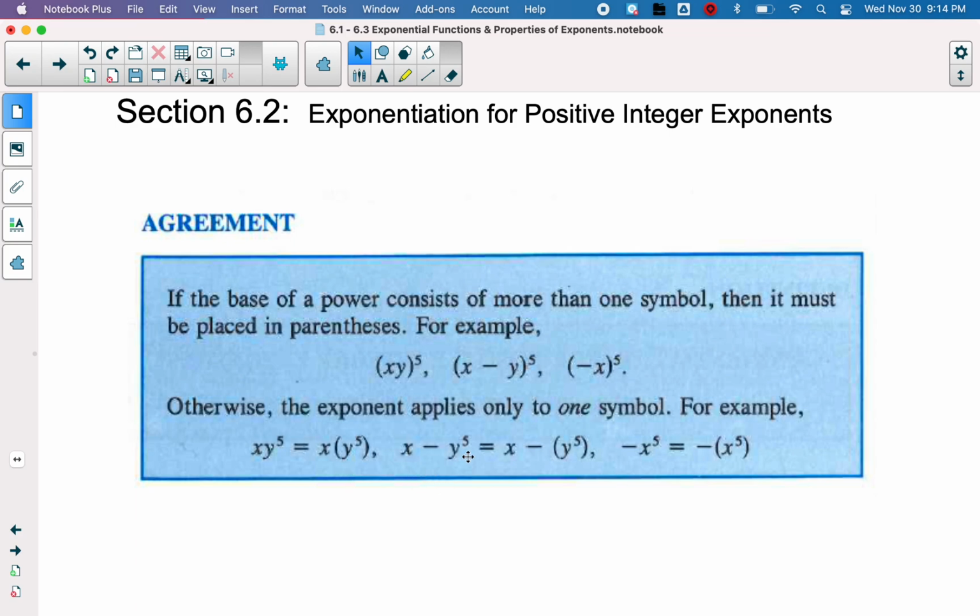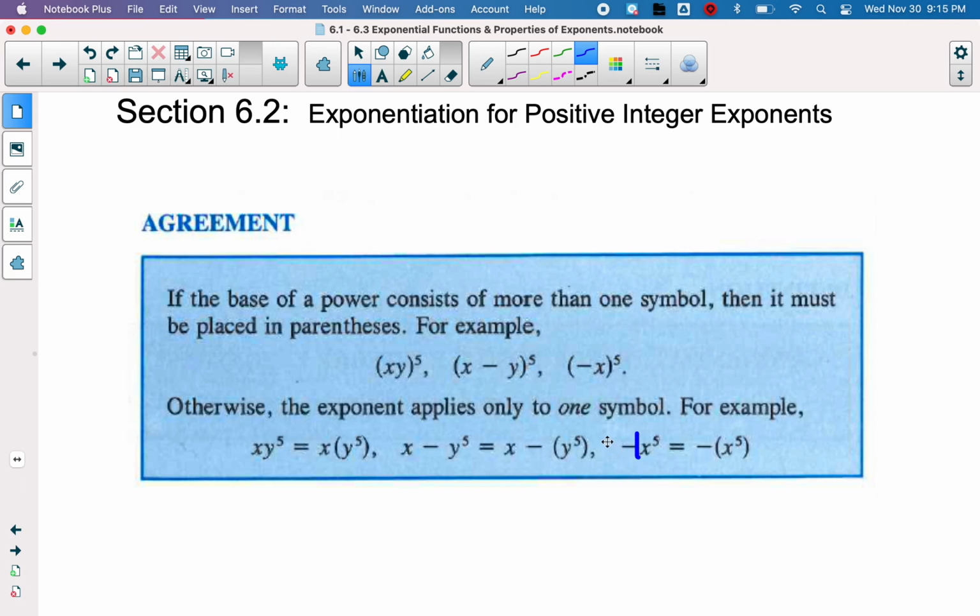X minus y to the fifth in this case is the expression x minus and then the group y to the fifth power. Be careful with this one. Negative x to the fifth. This is tricky because the negative x is not grouped. So the way this is understood is this negative out here is more like a negative 1.